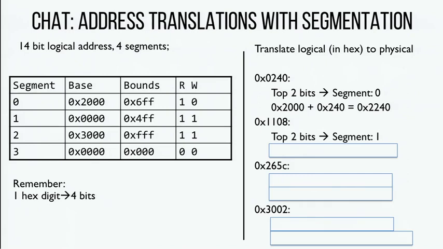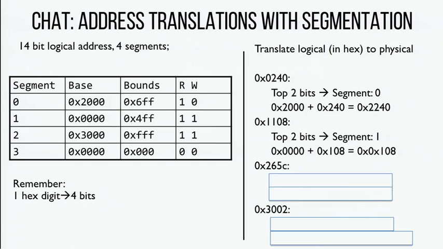So we're in segment 1, so our base is zero, so we just add our offset of 108 to a base of zero, and we get that same thing there. So any questions about that? This is going to just get harder and harder. It gets so much harder than this, so we need to make sure we're getting this.